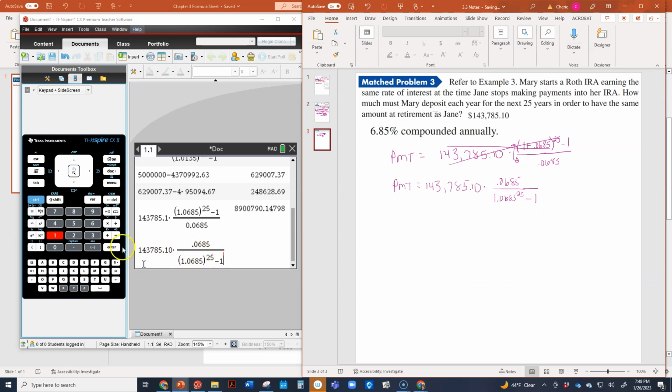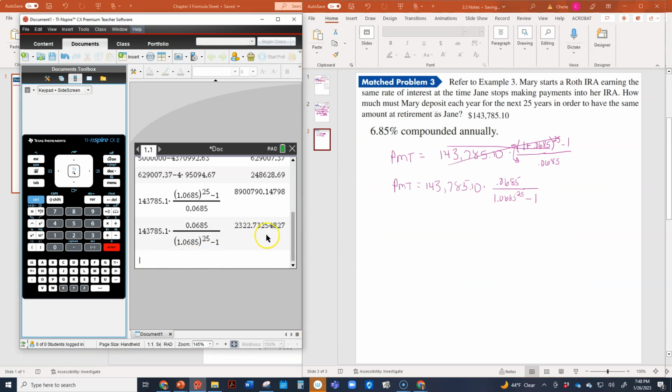You go back over here, you type it in there correct, and there it is. The yearly payment that Mary needs to make is $2,322.73. And given that she makes that payment at this interest rate for 25 years, this is how much money she'll have at the end of 25 years.